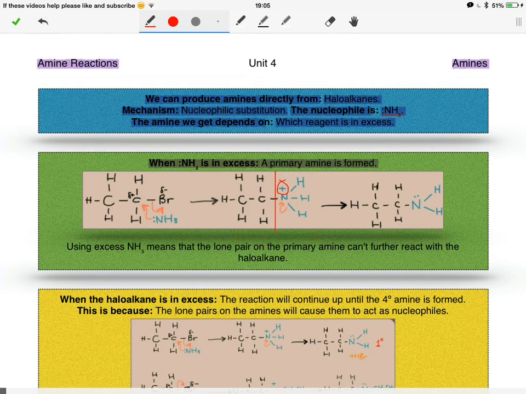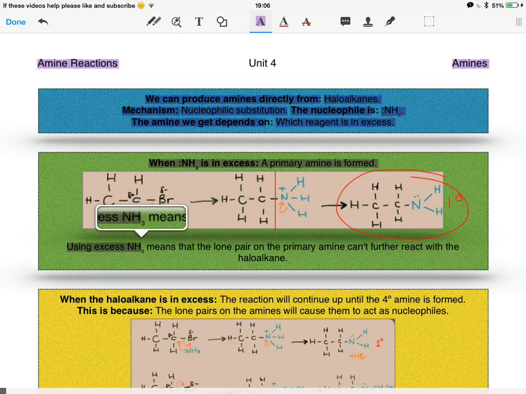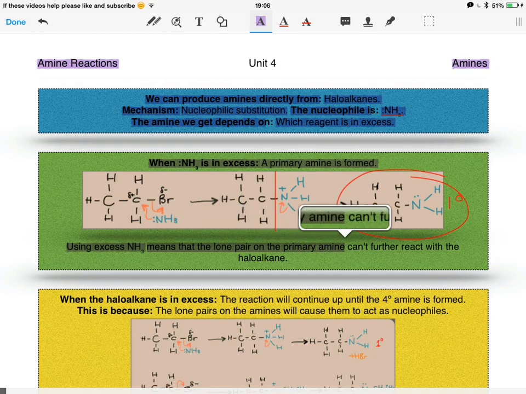And what this does is it forms our final product here, which is our amine, and this is a primary amine because only one of the hydrogen atoms has been replaced with an alkyl group. And of course we have our lone pair here, which will be important in the next part of the video. So using an excess of ammonia means that the lone pair on the primary amine can't further react with the haloalkane.